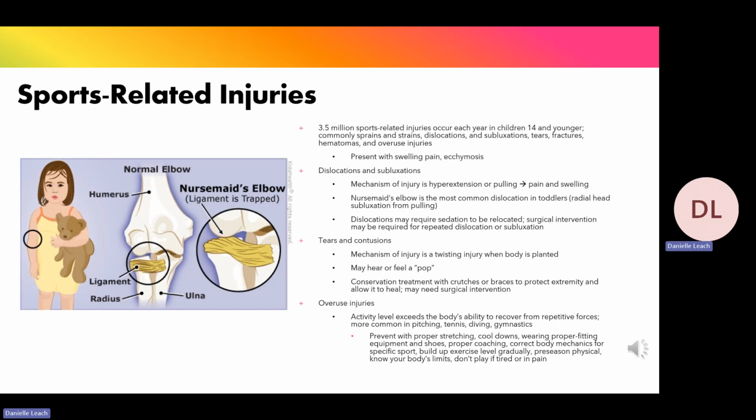So preventing with proper stretching before working out or playing, cooling down afterwards, wearing proper fitting equipment and shoes, proper coaching, correct body mechanics for the specific sport that they're playing, build up their exercise level gradually, get a pre-season physical, and know their body's limits and don't play if they're already excessively tired or if they're already in pain.